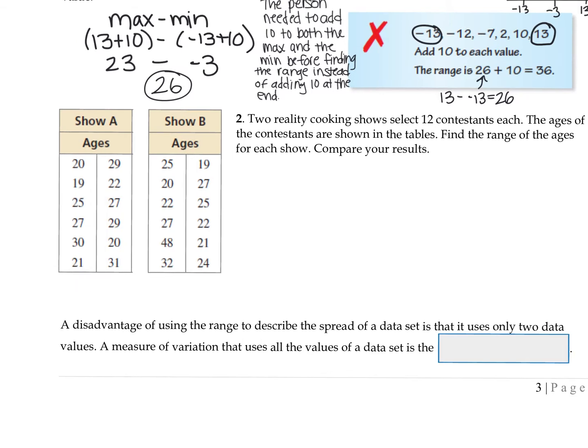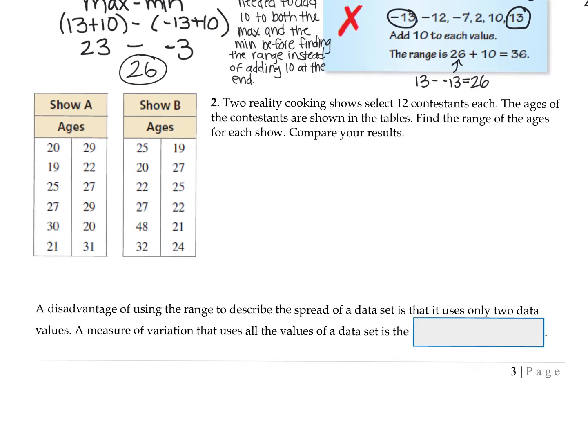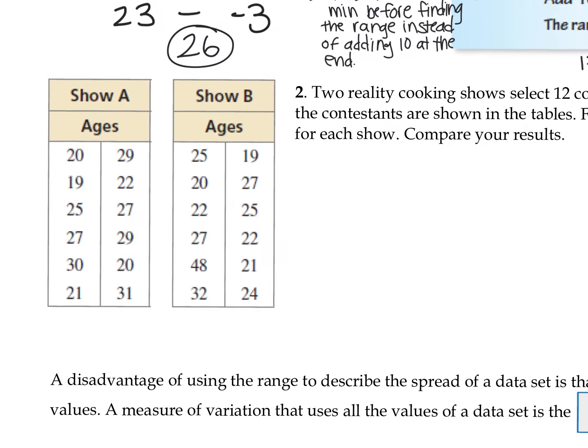All right. Number 2 here. It says 2 reality cooking shows select 12 contestants each. The ages of the contestants are shown in the tables. Find the range of the ages for each show. Compare your results. So I'm going to start with show A.